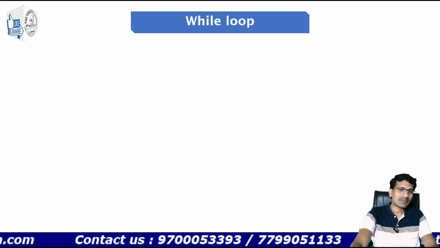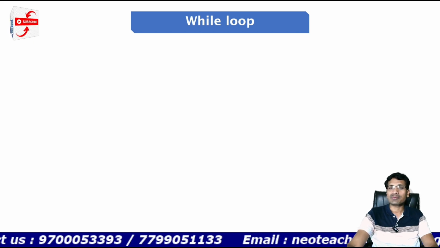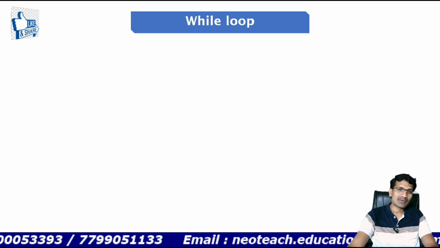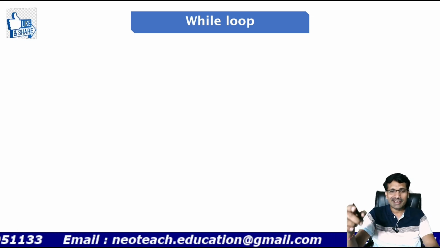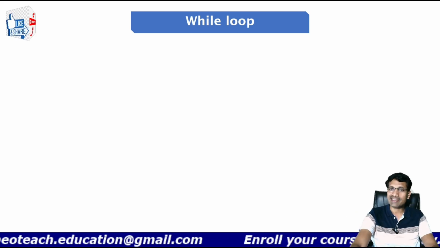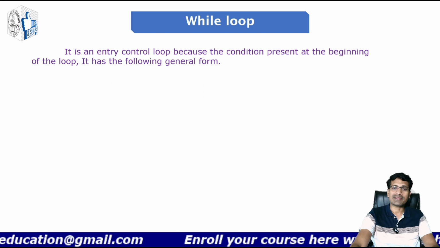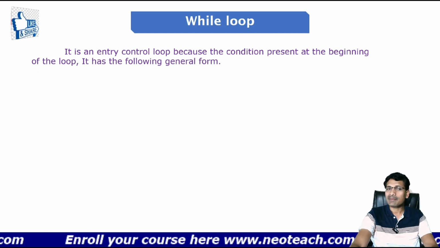What do you mean by while loop? While loop is an entry control loop. What do you mean by entry control? Control should be at the entry level, meaning the condition is present at the beginning of the while block. That's why we say this is an entry control loop: the condition is present at the beginning of the loop.